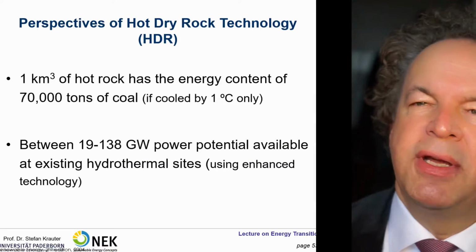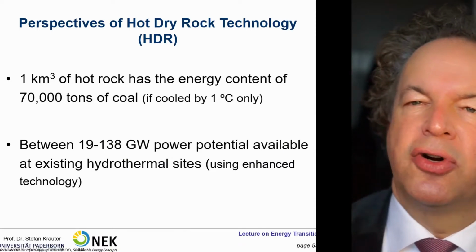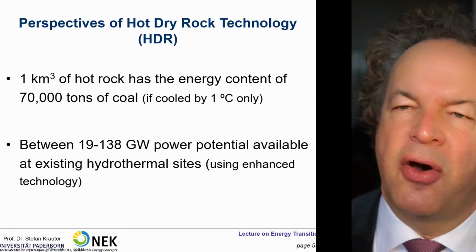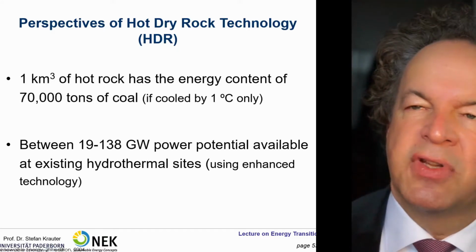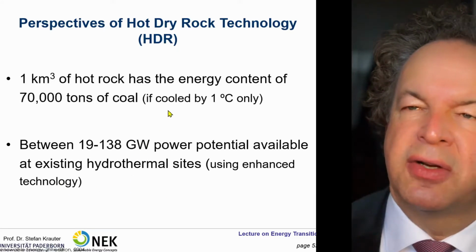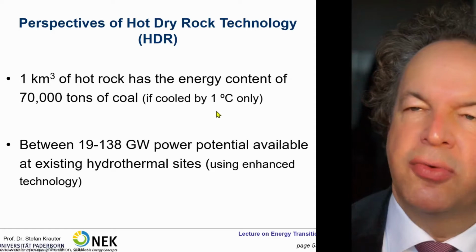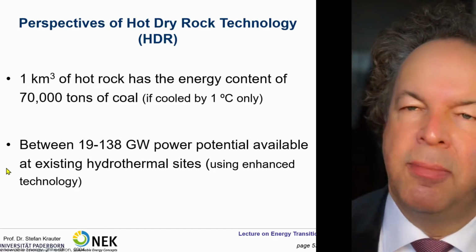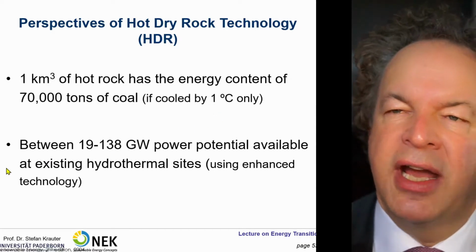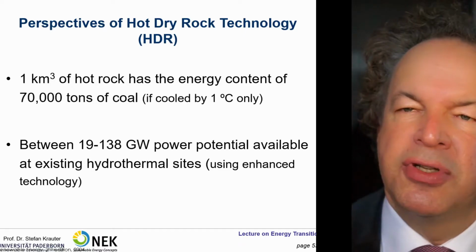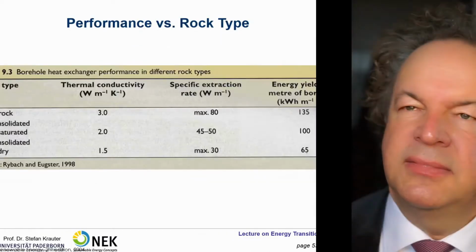One cubic meter of hot dry rock has an energy content of 70,000 tons of coal. If you extract that energy, it cools the hot dry rock formation only by 1 degree. Between 19 and 138 gigawatts of power potential is usable at existing geothermal sites.